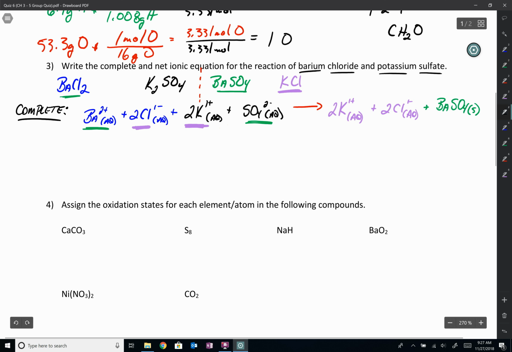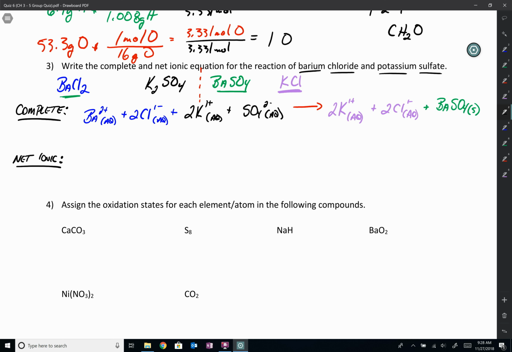The next step for us would be to write the net ionic equation. And the net ionic equation is just, there's two ways of looking at it. It would simply be the reaction leading to the precipitation, or another way of saying it would be the reaction without spectator ions. Okay? I'm just going to erase these here for a second, just to clear up things a little bit.